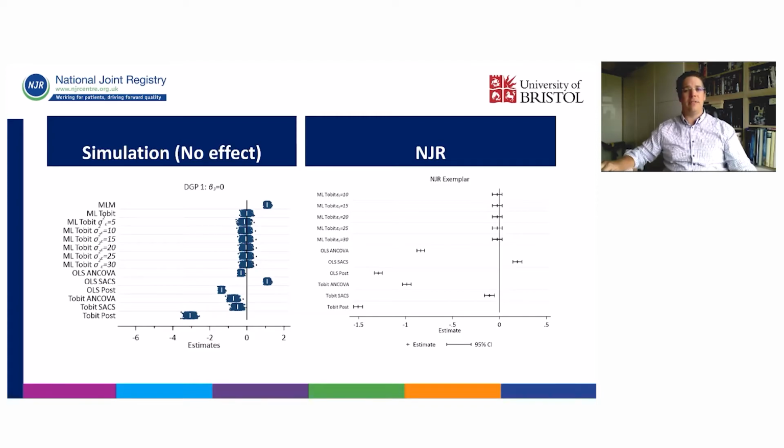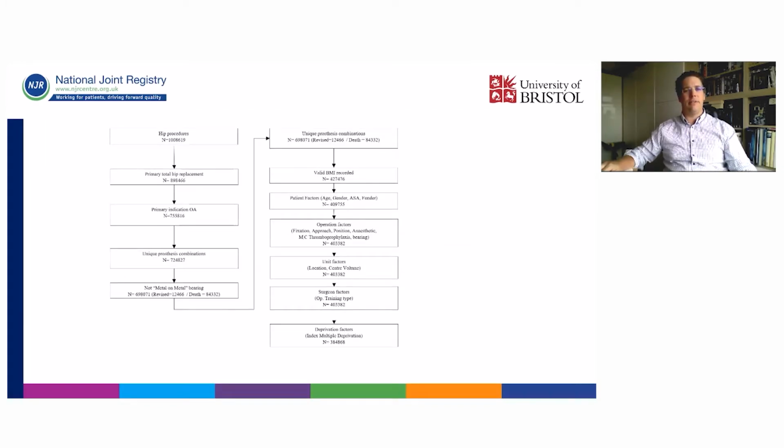When the simulation results are compared to an equivalent model using real-world data from the NJR datasets, we can see the pattern of results are similar. The simulation study is extensive and demonstrates that a multi-level Tobit model gives you the right answer in all instances. This has profound implications for the analysis of PROMs data in general and the majority of published literature that uses PROMs.